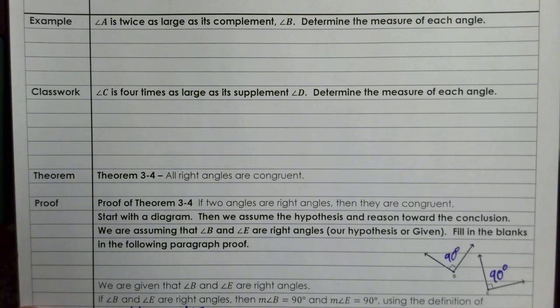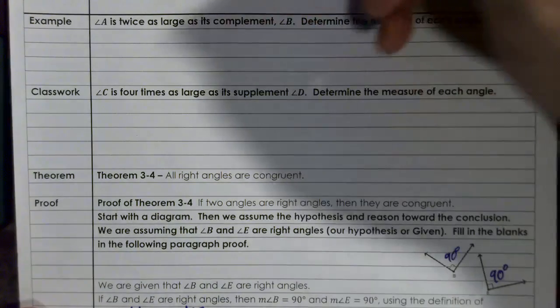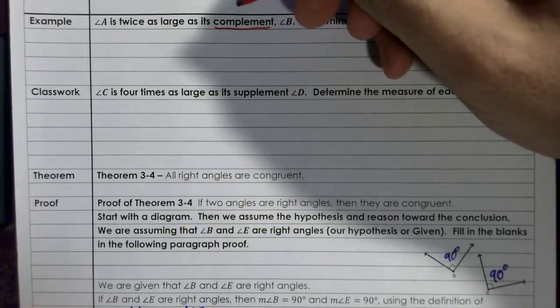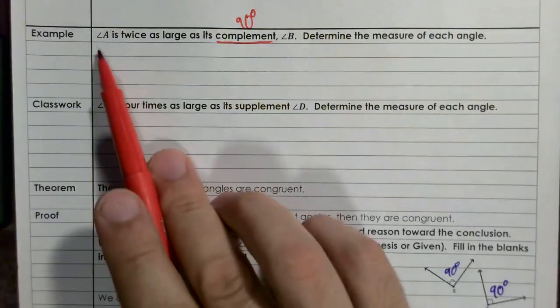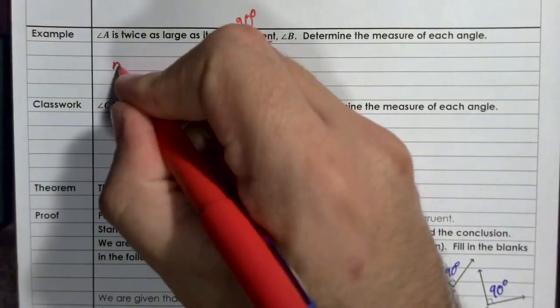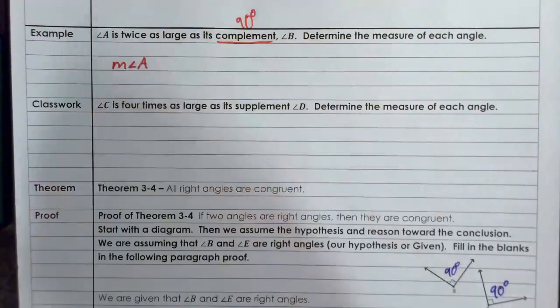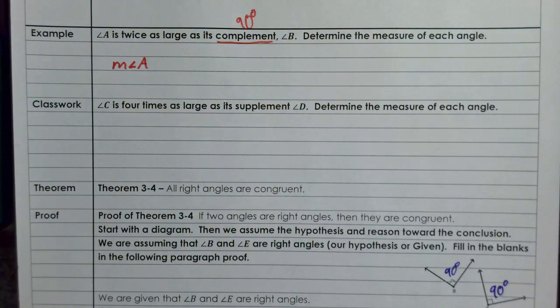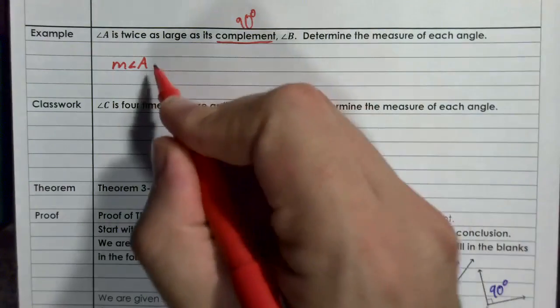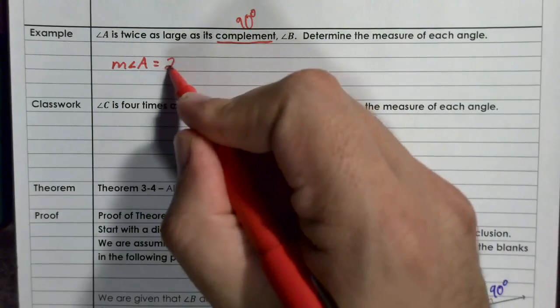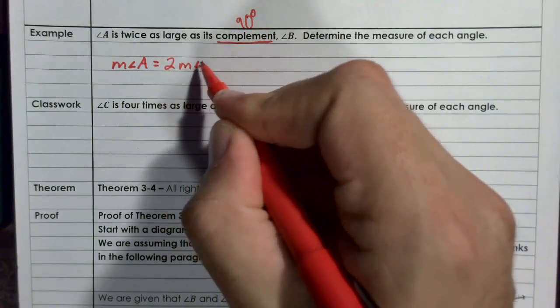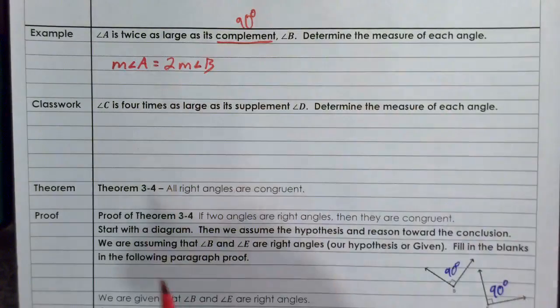Last quick example here, angle A is twice as large as its complement B. We want to determine the measure of each angle. So again, that idea of complement is telling us 90 degrees. So the measure of angle A needs to be twice as big as the measure of angle B. So we want these two to be equal to each other. We better multiply B by 2 so that they're going to be this.